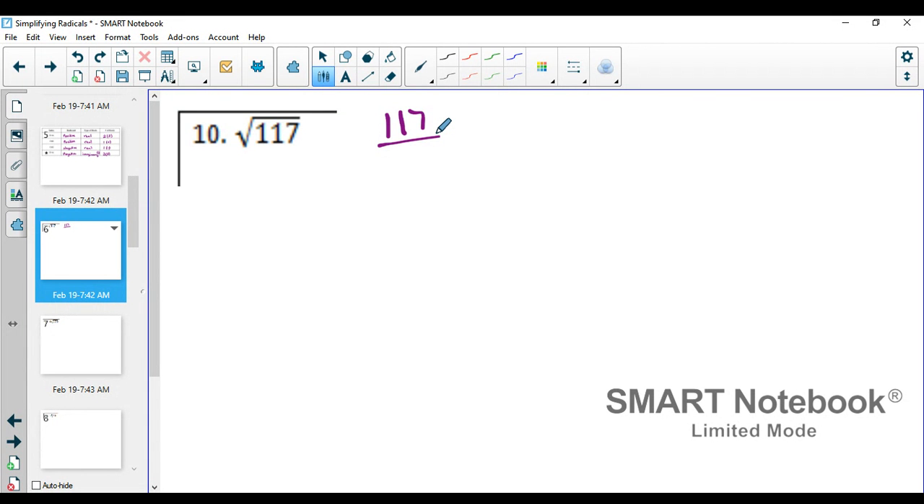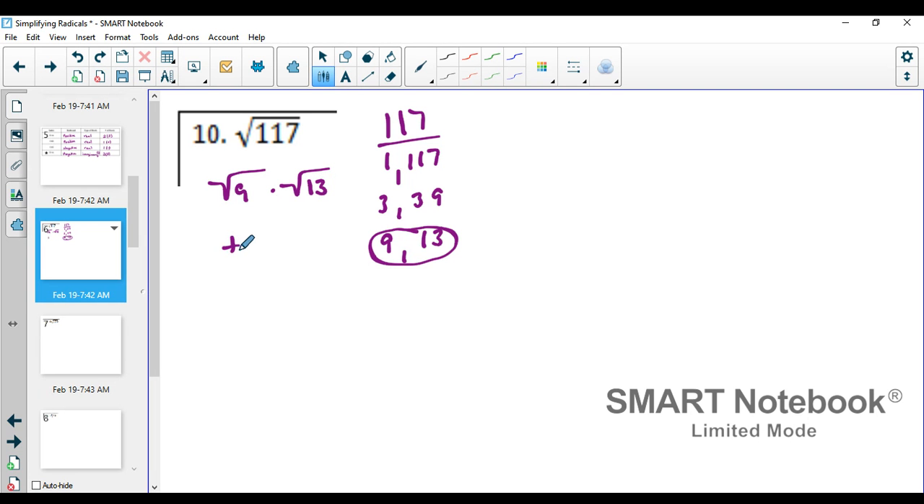All right. So factors of 117 are 1 and 117, 3 and 39, 9 and 13, and that's it. Those are the only 3 pairs of factors of 117. And remember, we need to pick the pair where one of them has a square root, and in this case, it's only 9 and 13. So this becomes the square root of 9 times the square root of 13. So the square root of 9 is 3. So you have plus or minus 3 square root of 13. And that's our final answer for this one.